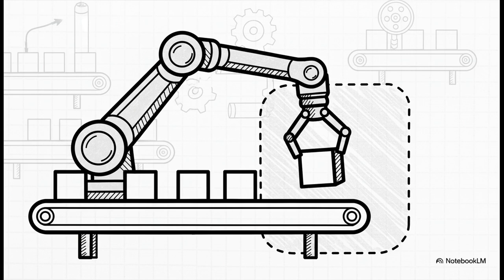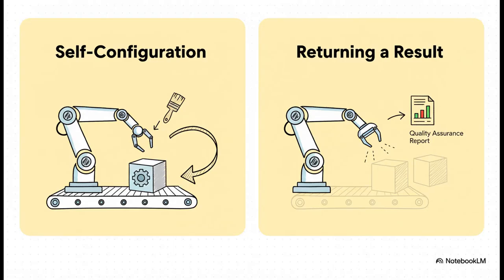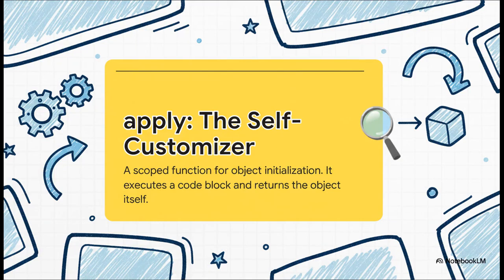Now, once it's in there, that robot basically has 2 choices. And this slide nails that choice perfectly. On the left, you've got self-configuration. This is our apply function. The robot bolts on an engine, gives the item a new coat of paint, and then puts the exact same item, just upgraded, right back on the belt. But on the right, you have returning a result. This is like our run function. Here, the robot runs a diagnostic, maybe a stress test, and what comes out is something totally different, a quality assurance report. The original item doesn't come back, just the result of the test. See the difference? So let's make that official.